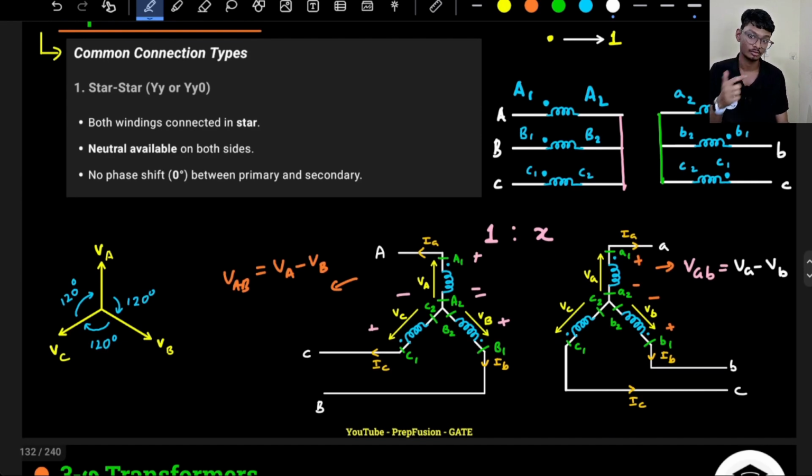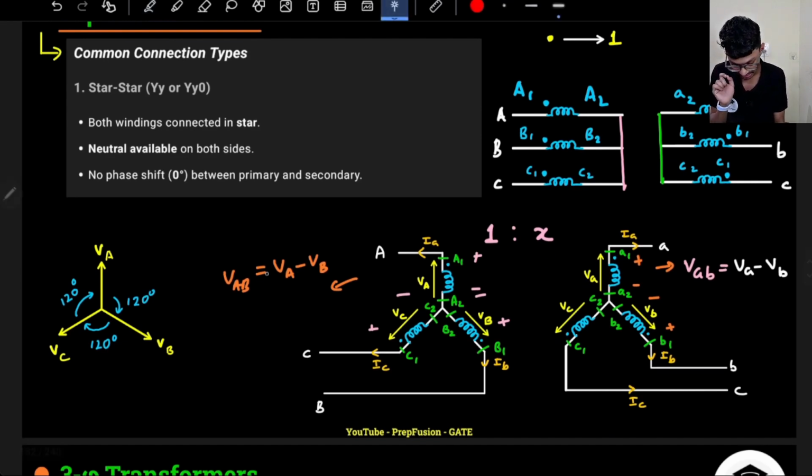Okay, but what about the other side? And remember, capital VA and small va are always in the same phase. There will not be any phase difference between capital VA and small va, same as capital VB and small vb. There will never be any phase difference, remember that.